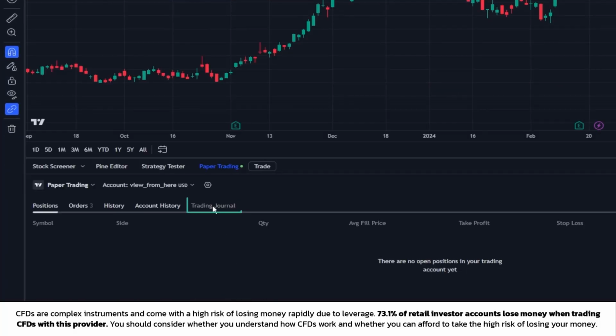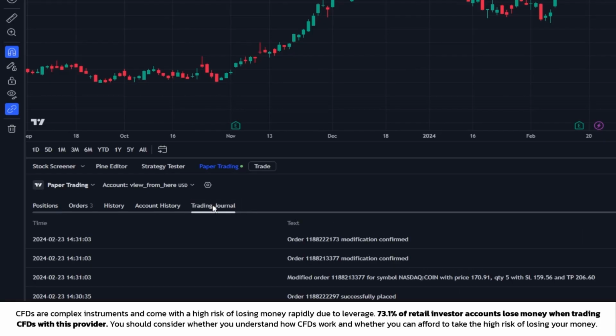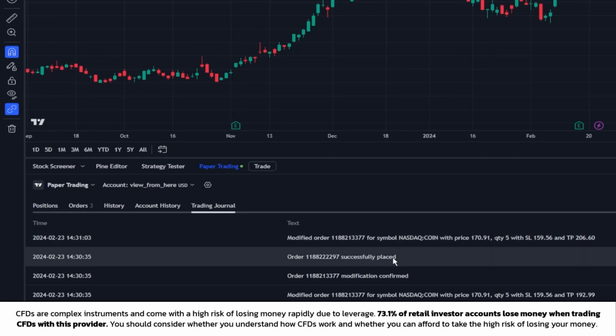Here, you'll find the Trading Journal tab, which is your gateway to meticulously tracking and analyzing your trades. The Trading Journal allows you to log every trade you make, automatically capturing crucial details such as the asset, entry and exit points, trade size, and overall profit or loss. But it's not just about recording numbers. It's about understanding your trading behavior.